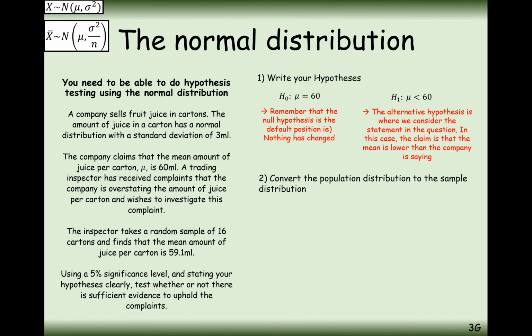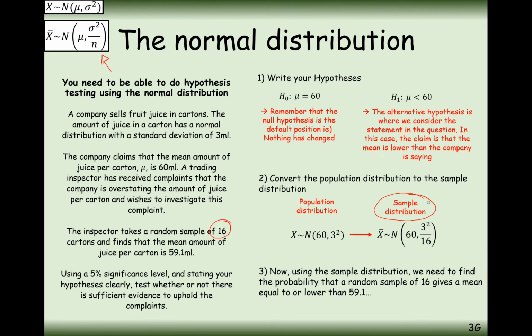Step 2 is to convert the population distribution to the sample distribution. So in this case, we're now going to be working with this distribution here. This was the population distribution, fine, but what we're going to use in our hypothesis test is the distribution of the sample means, because they've taken a sample of 16, so we need to use the sample distribution to compare the inspector's sample with. So in this case, it's a mean of 60 and then a variance of 3 squared over 16. That's a standard deviation of 3 over the square root of 16.